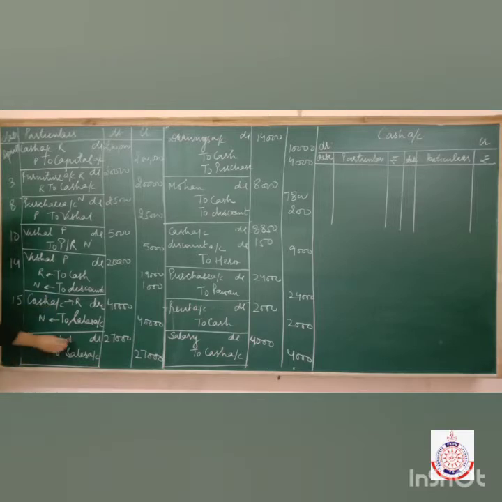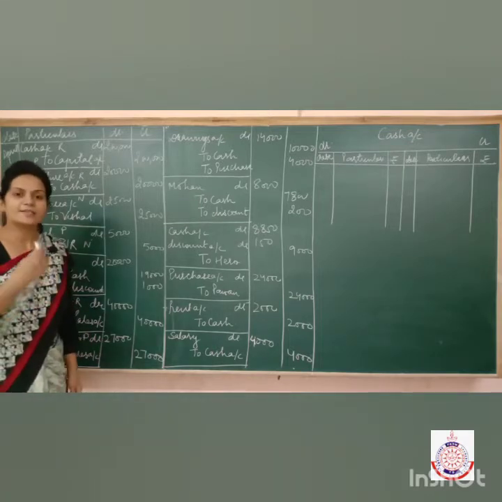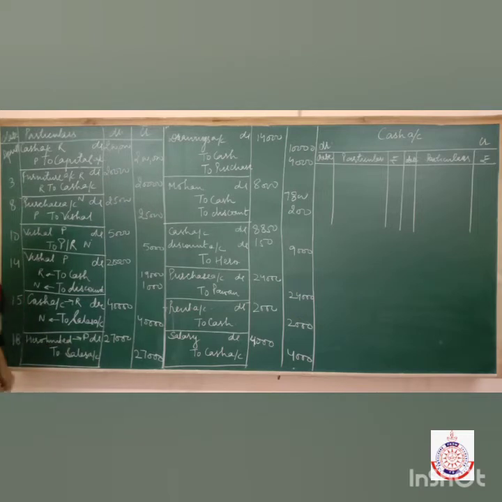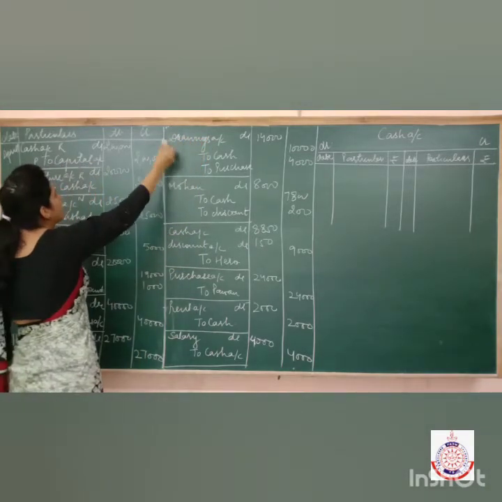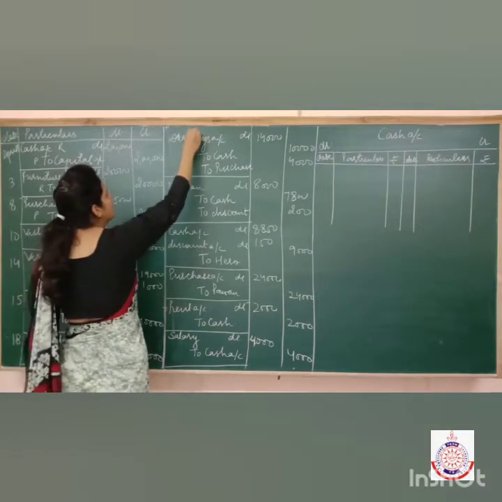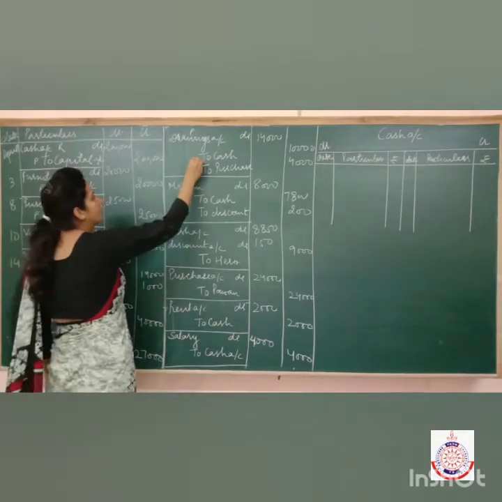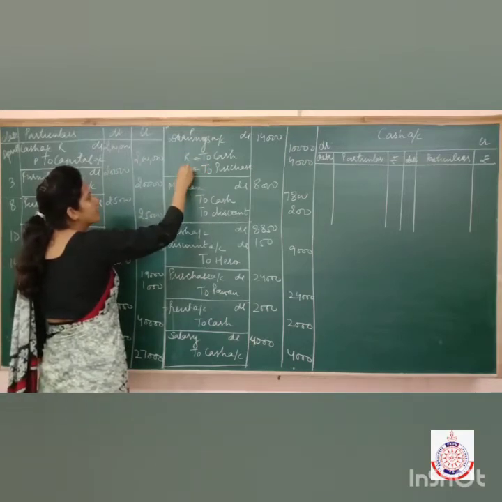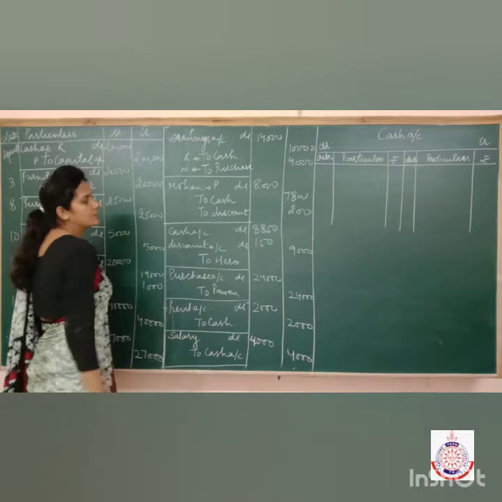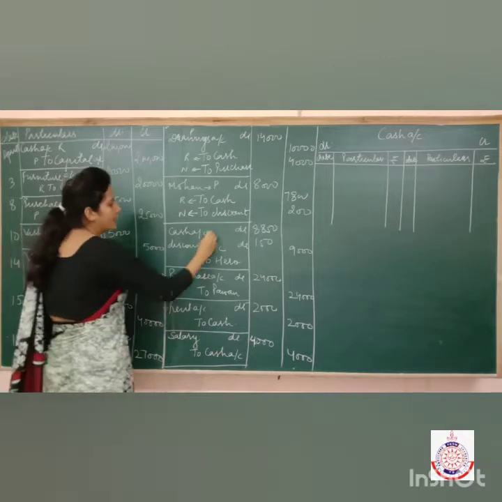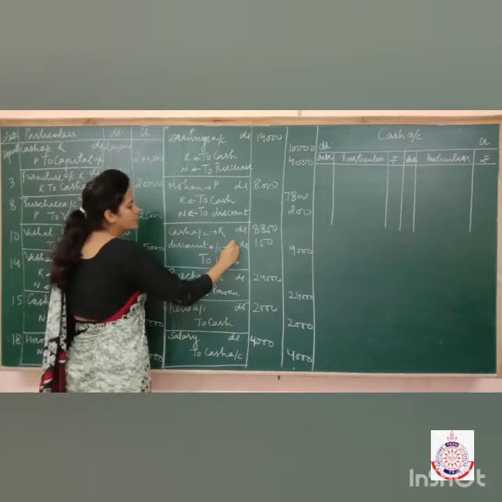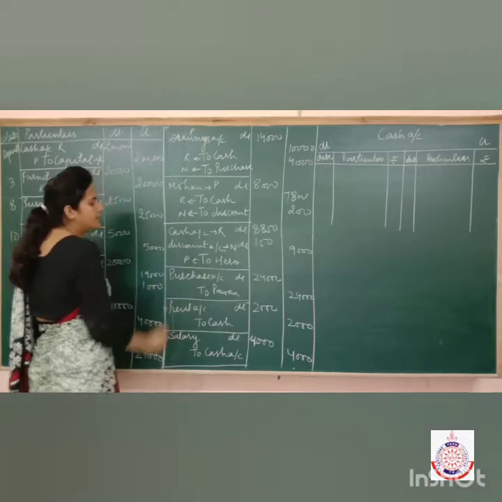Then Hero Limited to sales, where Hero Limited is a personal account. All natural persons, companies, banks, schools, colleges, hospitals, everything is a personal account. Same way, sales is nominal. Drawings: what are drawings? Drawings are part of the capital account only, so drawings is also a kind of personal account. Then cash, real, purchase, nominal. Mohan is a natural person, so personal account. Cash, real, discount, nominal. Again cash, real, discount, nominal, Hero Limited, personal.